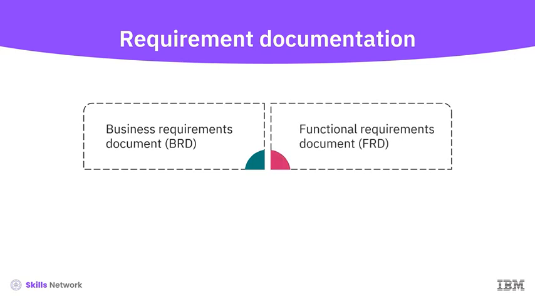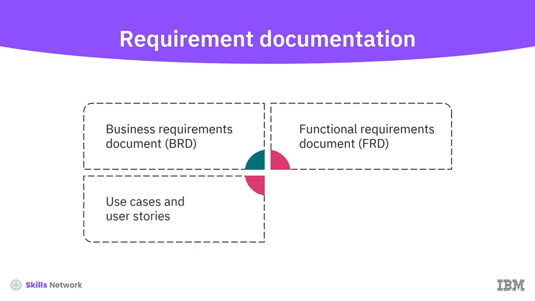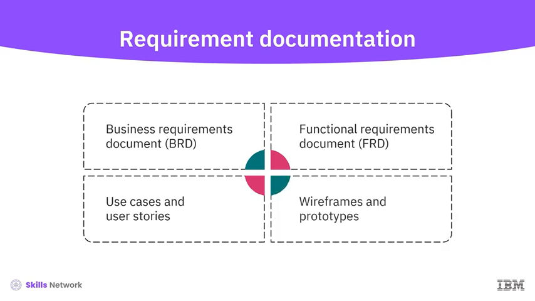Functional Requirements Document, or FRD, is a detailed documentation specifying the functions that the system must perform to meet business requirements. Use cases and user stories are scenarios that describe how users will interact with the system, helping to clarify functional requirements. Wireframes and prototypes are visual representations of user interfaces to provide a clear picture of how the final system will look and function.